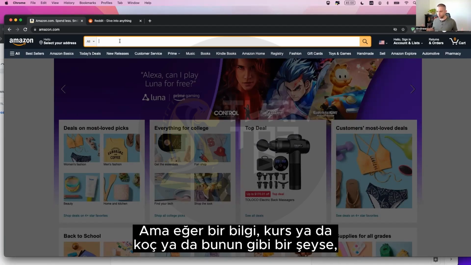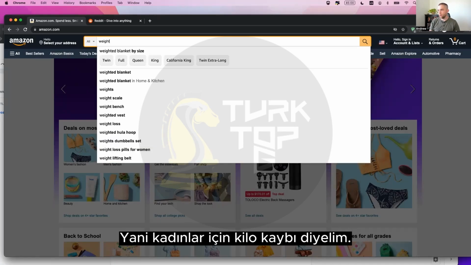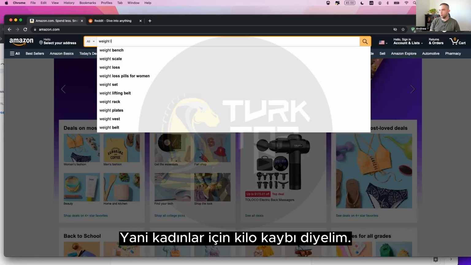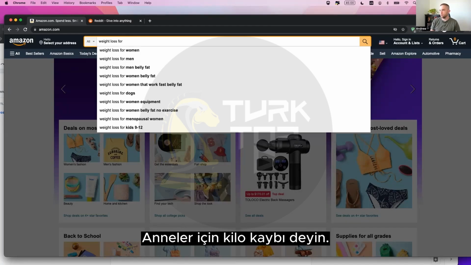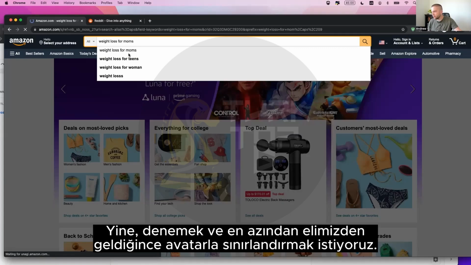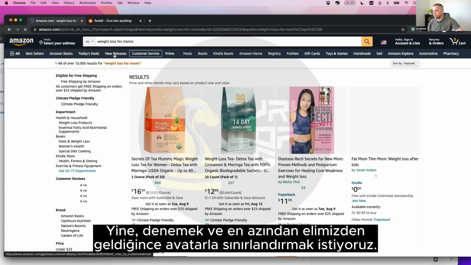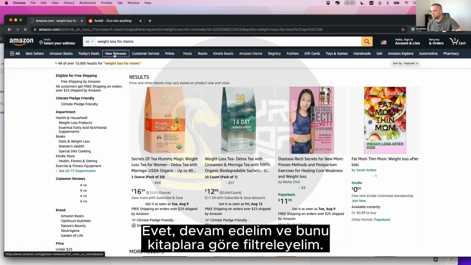But if it's an information product or a course or a coach or something like that, then you'd obviously want to look more on the book side. So let's say weight loss for women. Say weight loss for moms. Let's try that. Again, we want to try and at least narrow it down to the avatar as best we can. So yeah, let's go ahead and filter this by books.